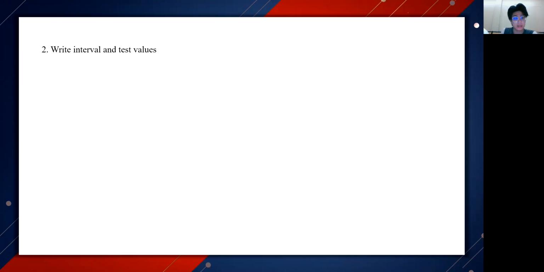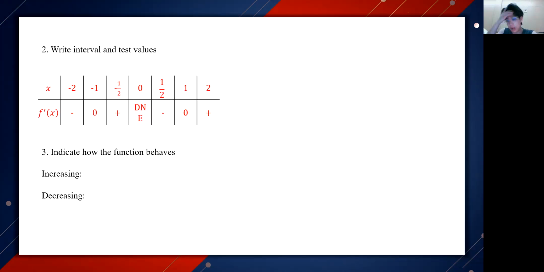Okay, the second step is to write the intervals and test values. So just plug in those critical numbers. Then we get this chart in step 2. Then we can solve for step 3, indicating how the function behaves.